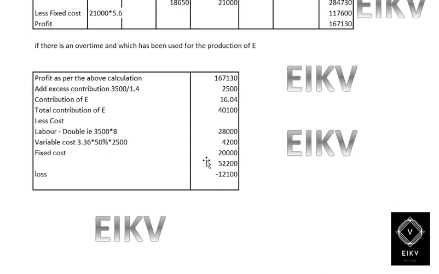So the fixed cost is 20,000, and we take the total cost, that is 52,200, and the contribution received will be 40,000. Therefore we will get a loss of rupees 12,200. So in this situation, it is not recommended to go ahead with the overtime work of 3,500 hours. It is not feasible, because when we go for such production, there will be a loss of rupees 12,200.